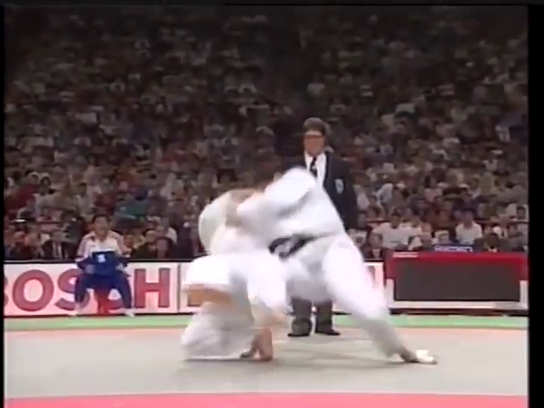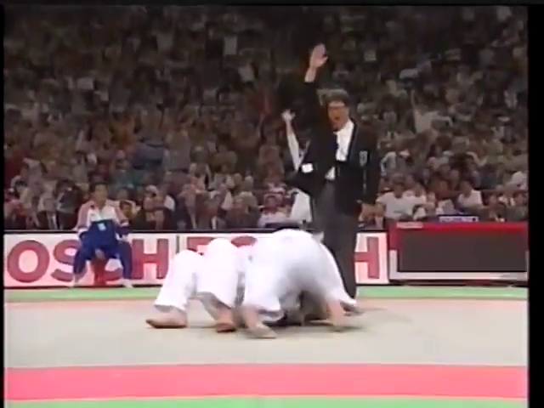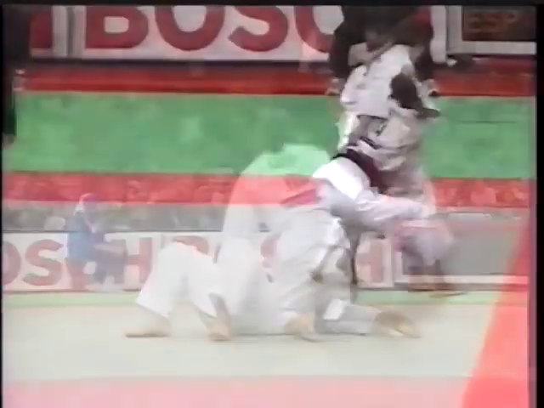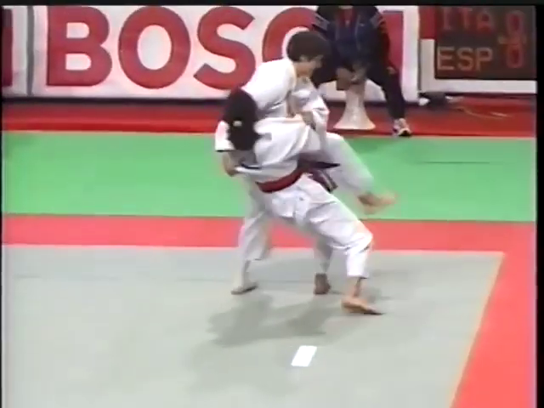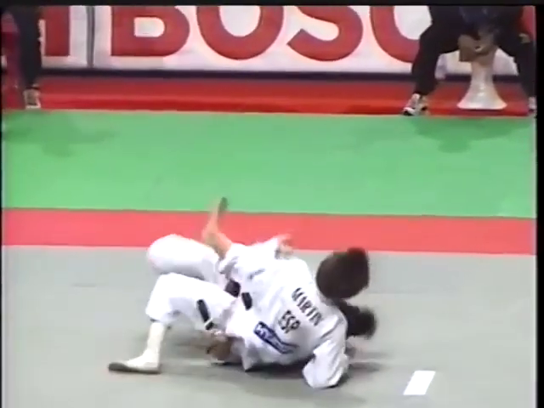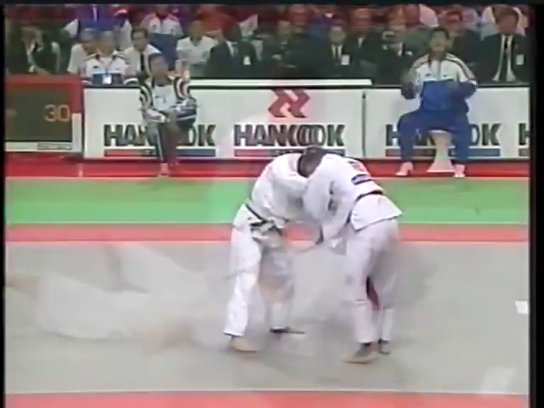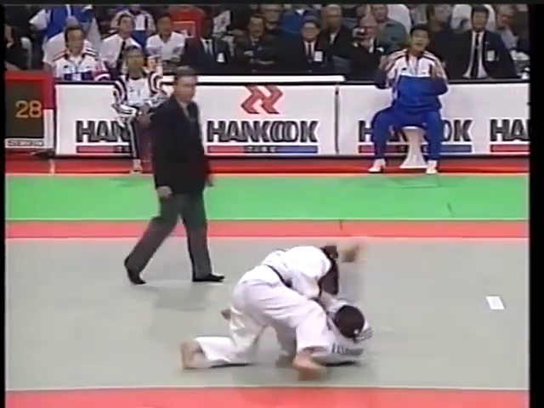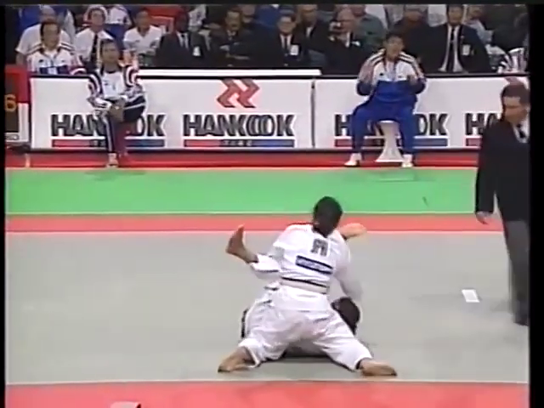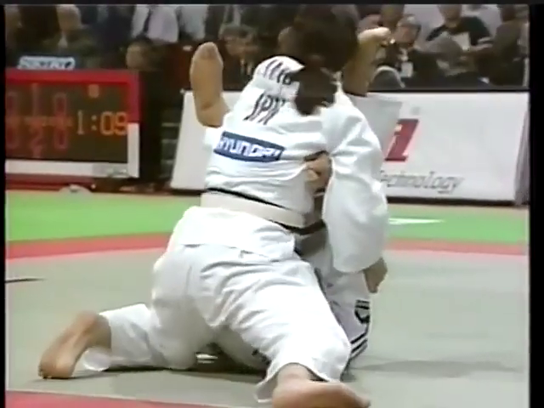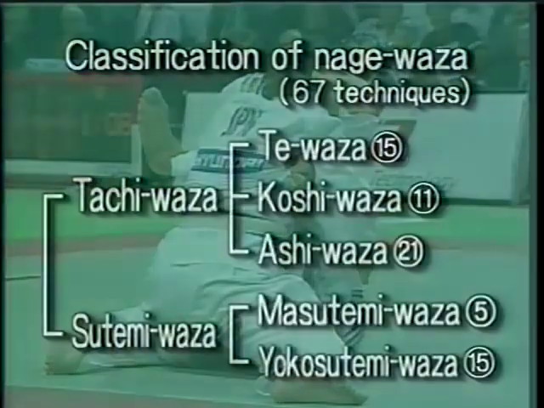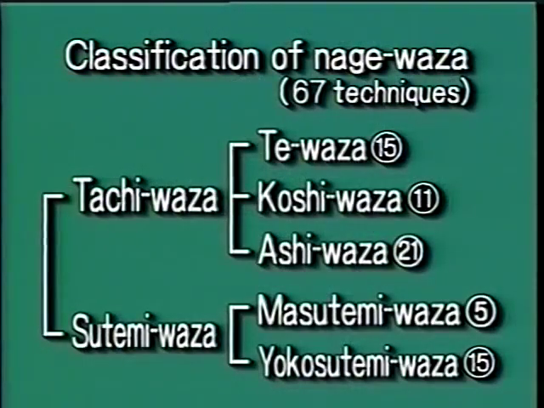Judo techniques can be divided into three categories. They are Nagewaza, throwing techniques, Katamewaza, grappling techniques, and Atemiwaza, striking techniques. Atemiwaza, however, are not used in Judo matches. Nagewaza or throwing techniques can be divided into Tachiwaza, standing techniques, and Sutemiwaza, sacrificing techniques. There are 67 techniques in all, and they're classified as shown here.